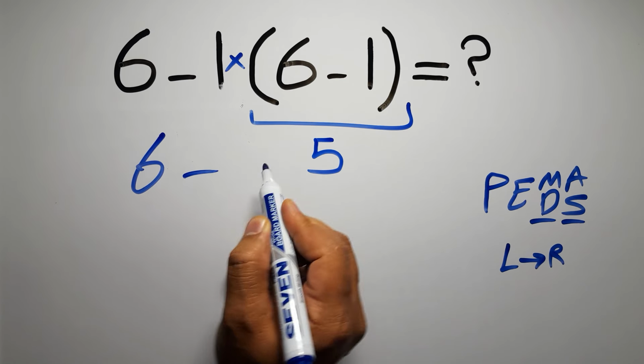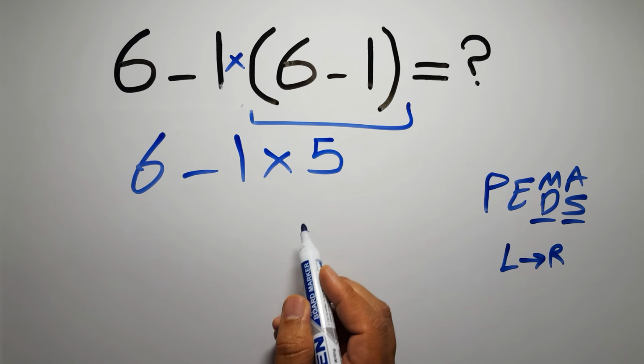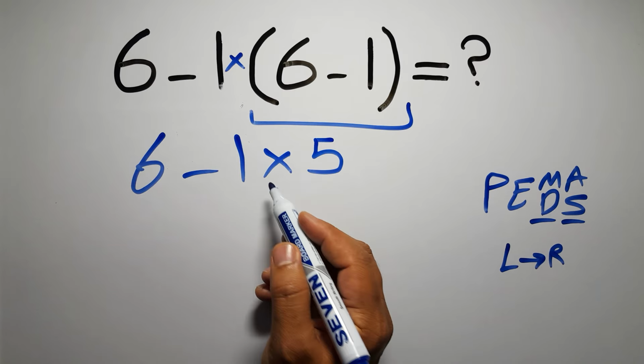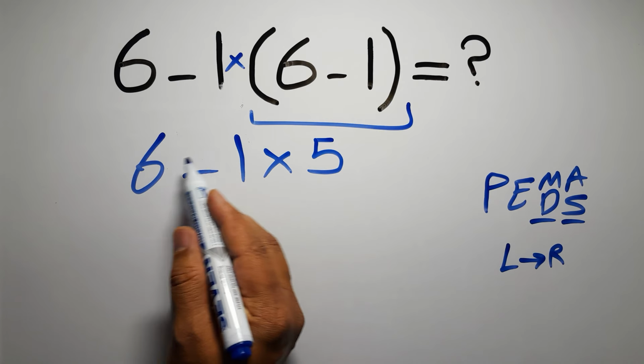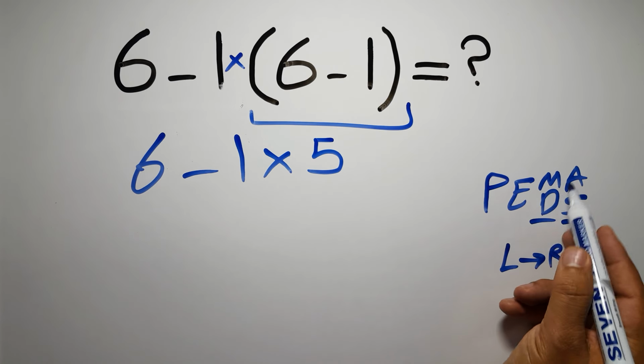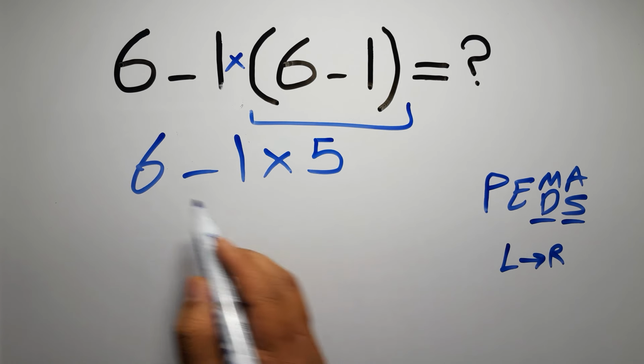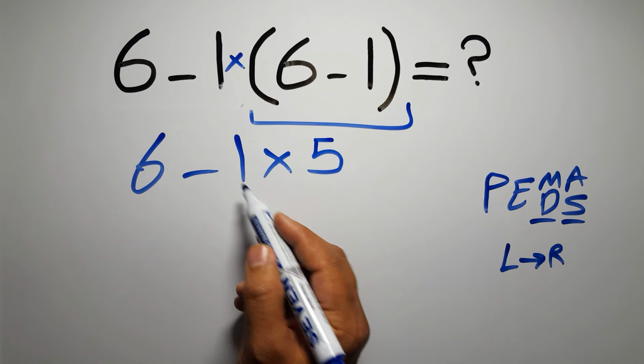So 6 minus 1 times 5. Now we have one subtraction and one multiplication. According to the PEMDAS, multiplication has higher priority than subtraction, because in PEMDAS, multiplication comes before subtraction. So here, first we have to do this multiplication.